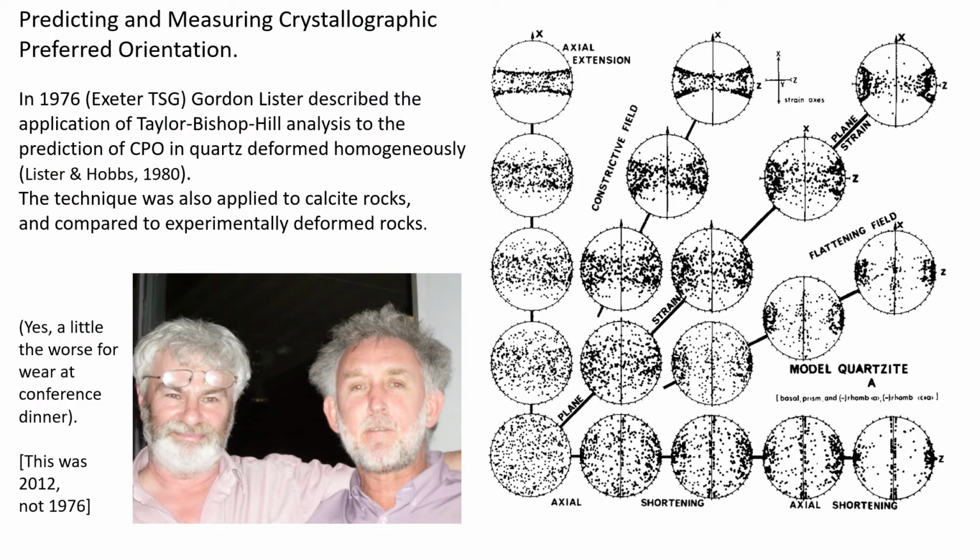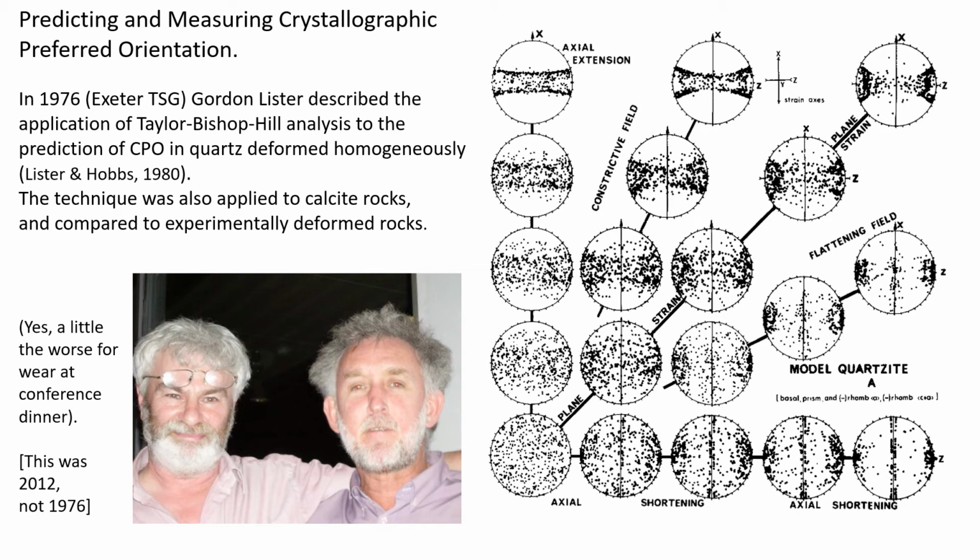Modeling can be used to predict petrofabric evolution during deformation along particular strain paths, and it can be verified via experimental studies. In 1976, Gordon Lister arrived from Australia to the Exeter Tectonic Studies Group meeting to describe the computer simulation of quartz fabric development using the Taylor-Bishop-Hill approach, which assumes a homogeneous strain. There have been other more relaxed developments of that concept subsequently.